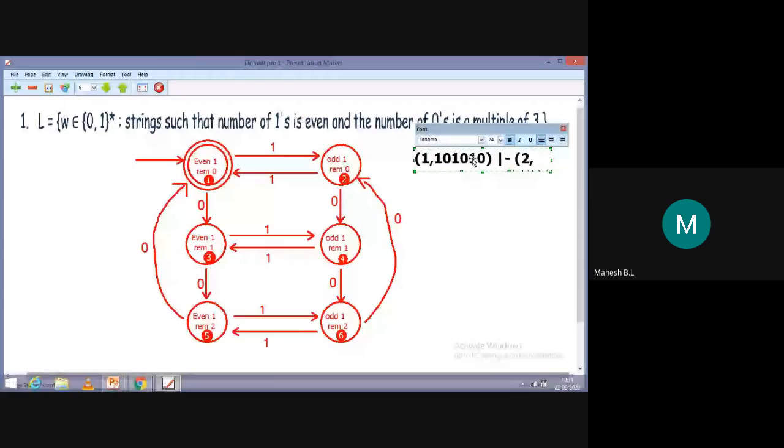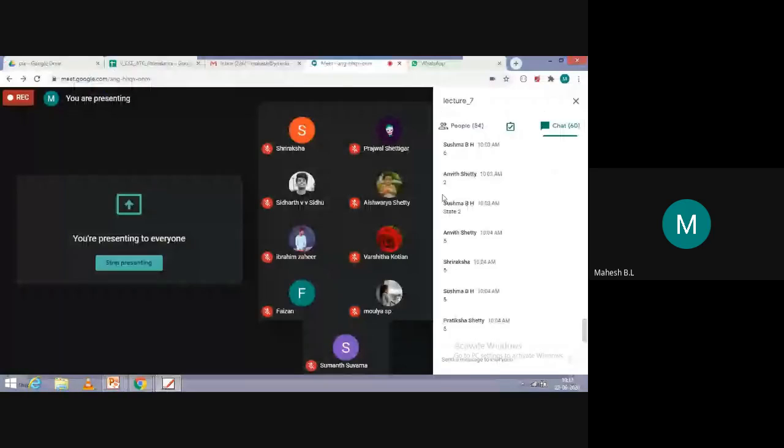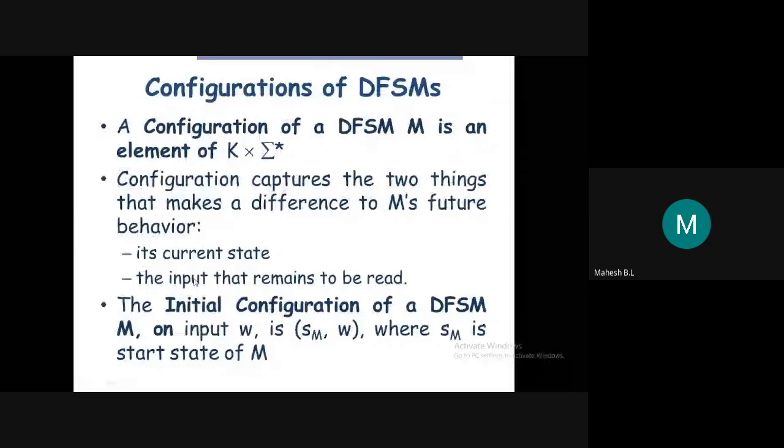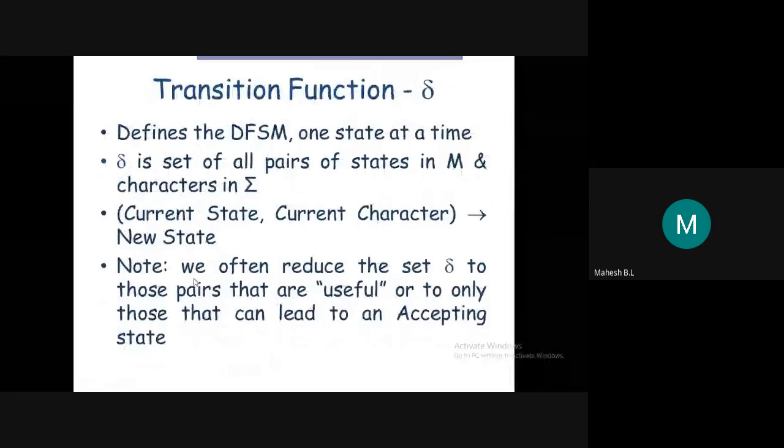This is the remaining input. So one configuration is giving another configuration. Similarly, in state 2, by consuming 0, you get another configuration, which is nothing but state 2, 0. Go to state 4. So the next configuration is going to be 4 comma 1010. So that is nothing but the configuration. It captures two things: the current state and the input that remains to be read. So that is configuration. The transition function was already explained.